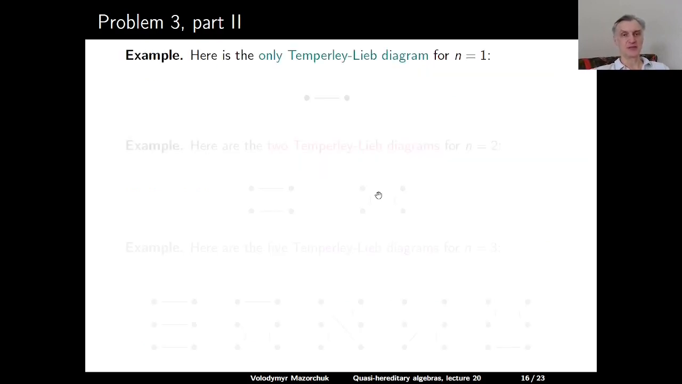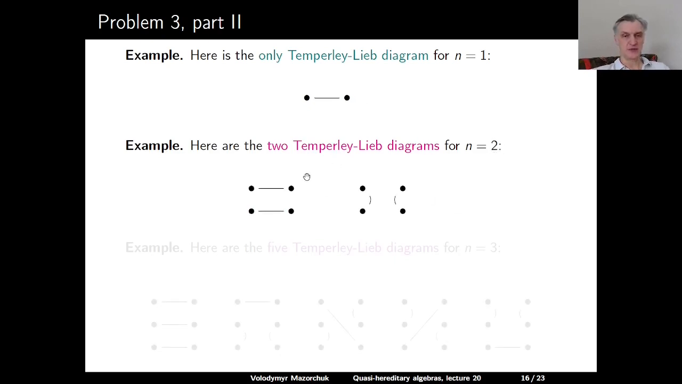So here are the examples. There is only one temporal Lieb diagram for n equal to 1, so we have 2 points and they are connected. For n equal to 2, we have two diagrams. In each diagram we have 2 points on the left, 2 points on the right, and then they are connected either directly, so left points connected with right points, or they are connected in pairs. 2 points on the left are connected and 2 points on the right are connected.